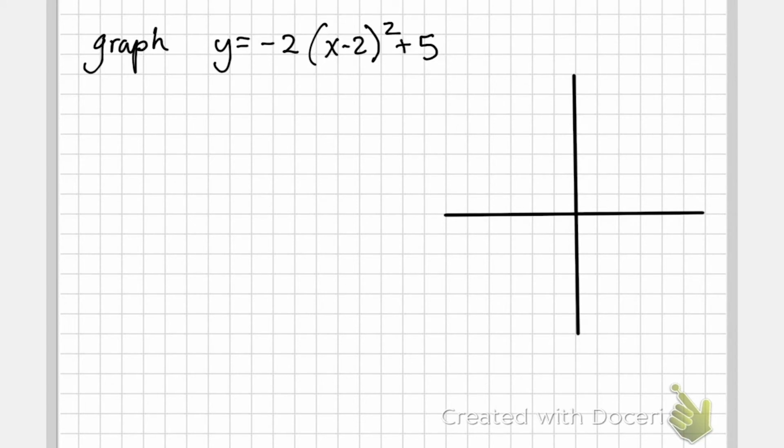You'll get used to the different ways to graph. It just depends on what they give you. Make it as easy for you as possible. So what do we notice right away?